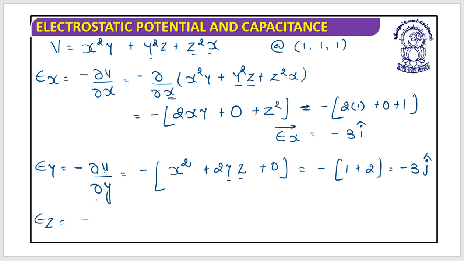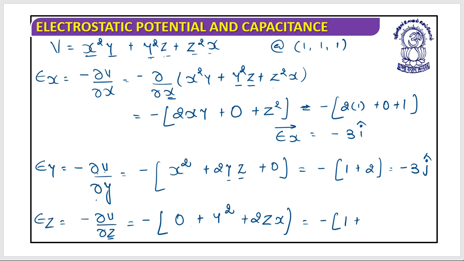Next Ez, it would be a minus of del V by del z. So what it would be? Minus of, let's check, x square and y. I am differentiating with respect to z, so it would be a 0 plus y square into z, and differentiating with respect to z, so it is y square plus z square x. So this should be 2zx. Let's replace x, y, and z with 1 comma 1 comma 1. So it would be a minus of 0 plus y square, it is 1 plus 2 into z into x, it's a 2. So this is equals to minus of 3 k cap.